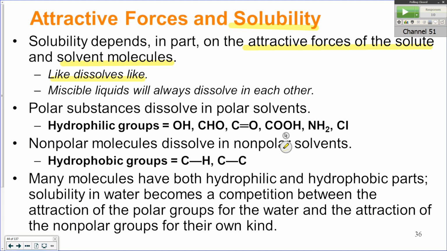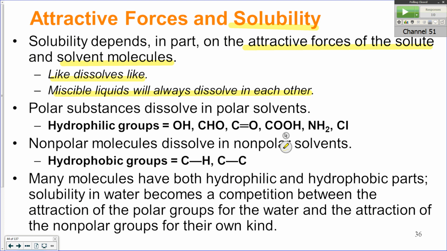When we say something is a miscible liquid, it means the liquids will dissolve in each other in any proportion or ratio. It could be 99 parts of one and 1 part of the other, or 1 part of the one and 99 of the other. You could switch them. Any combination you put together will mix. That's what a miscible liquid is.